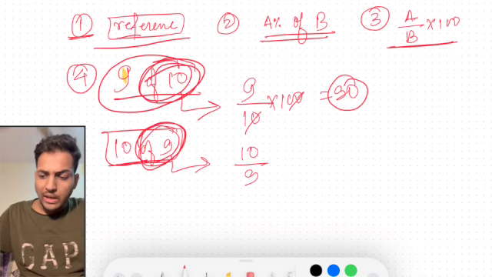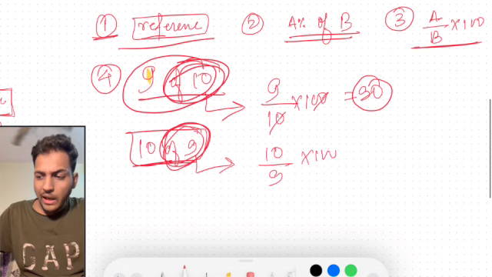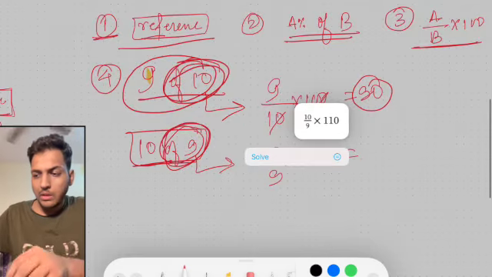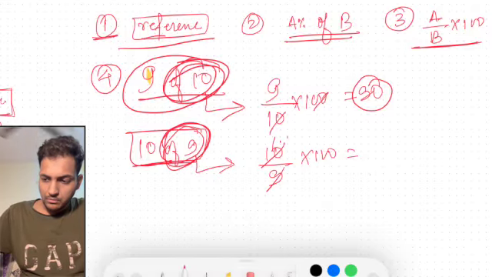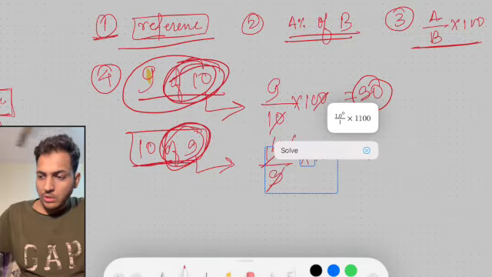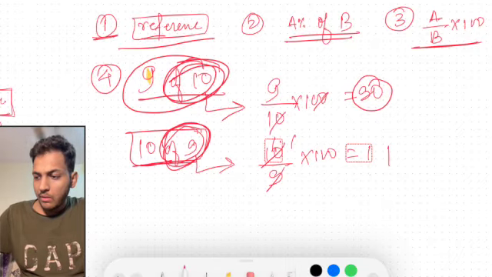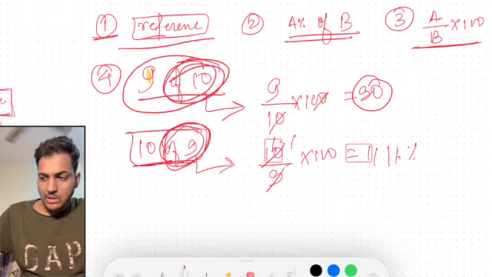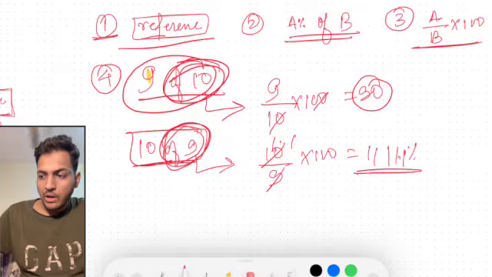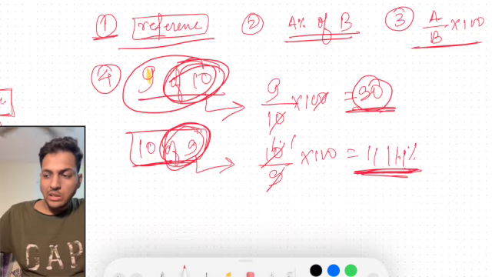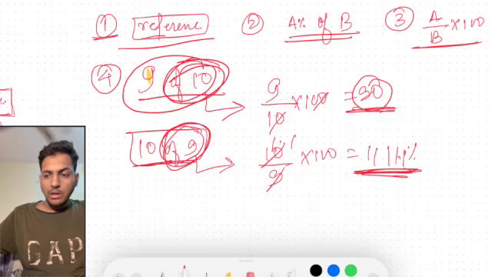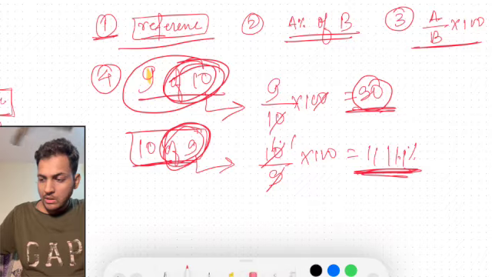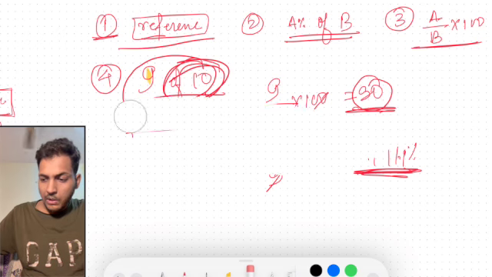So 10 of 9, how much percent? 10 by 9 into 100. This will be equal to 1.11. So this will be something like 111%. Okay, 111.1. So now can you see this? These two are very different. Now see, if you have learned all these three things, you have to learn percentage change.